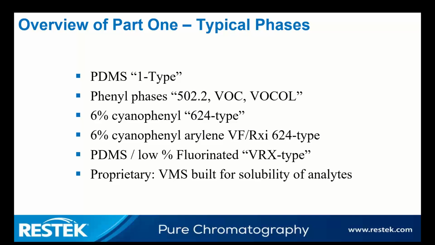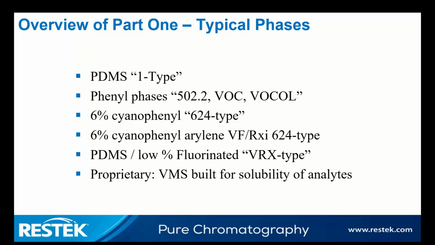So if we're looking at something like a 502, VOC, or Vocol, those are all phenyl-containing phases. They do really well with aromatics, such as gasoline and fuels and things like that. However, they don't do as well with halogenated compounds. And that's where the cyano phases came in, with cyano and phenyl added. And those are the 624. Then we had the VRX type phase where we could add just a little bit of fluorine to it and fine tune it to get specific separations. But really the elution order was very similar to a PDMS or a 1 because the substitution was only a couple percent.